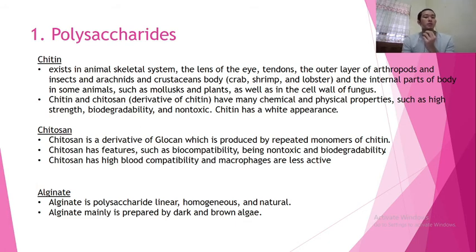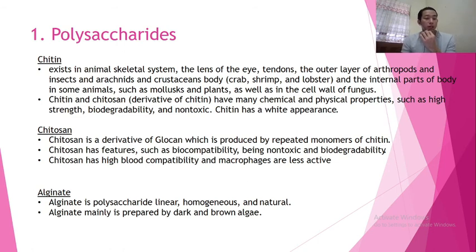How about chitosan? Chitosan is a derivative of glucan, which is produced by repeated monomers of chitin. Chitosan is chitin that has been modified, and it becomes chitosan. It has features such as biocompatibility, being non-toxic, and biodegradability. Chitosan also has high blood compatibility and macrophage activation.